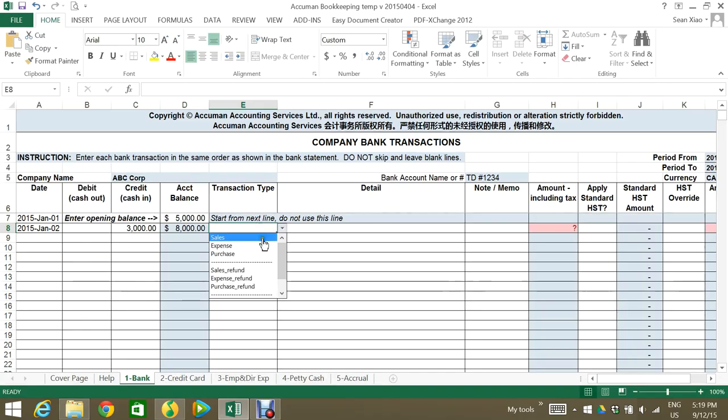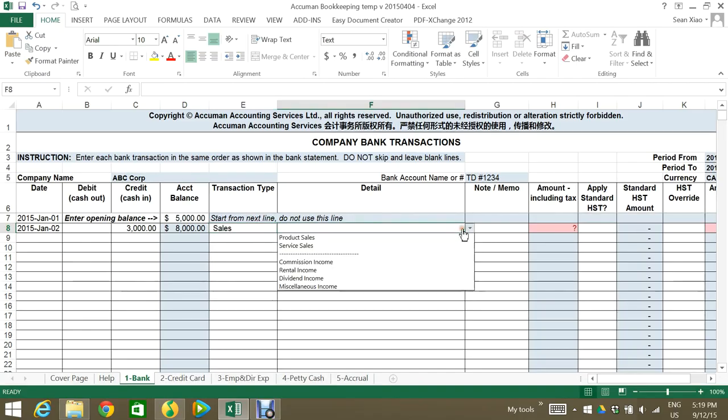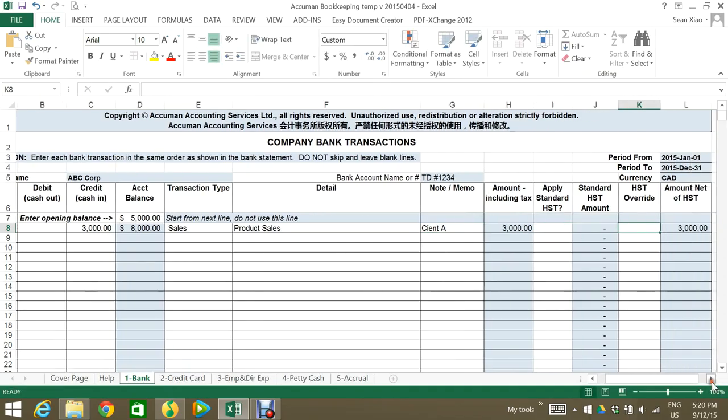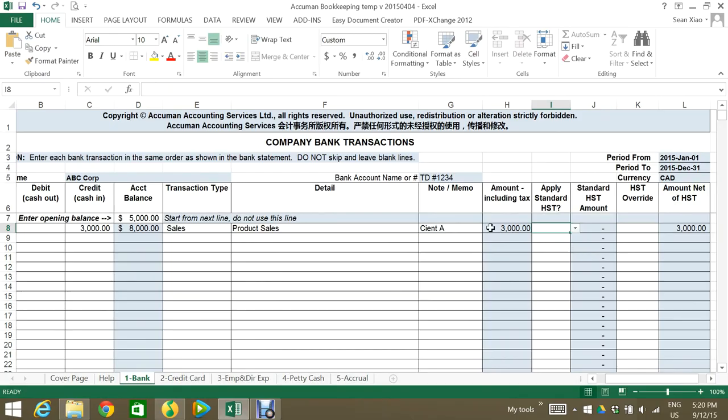Let's see, it is sales, and we can also identify whether it's a product sales or service sales or even commission income or rental income and other stuff. So for now, let's say it's a product sales. And the memo and note is optional. It's up to clients whether you want to put in something. Let's say it is for client A, whatever note you want to put in. And most clients are HST registrants, so your sales number should include HST. So you simply put in yes. So the HST portion and the net of HST portion is calculated automatically.